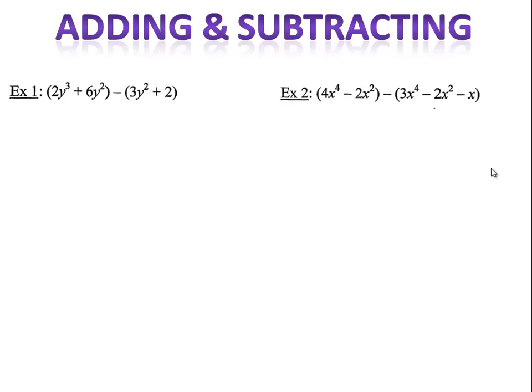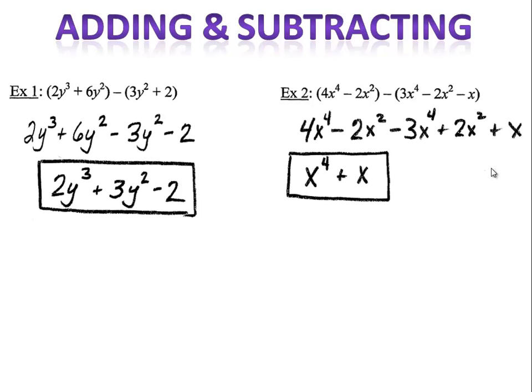We'll see how you did. In our first example, we end up with 2y to the 3rd plus 3y squared minus 2. In example 2, we end up with x to the 4th plus x.